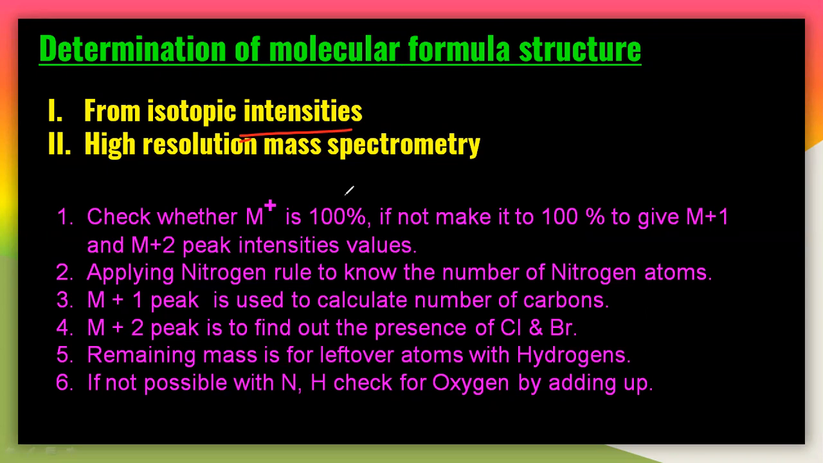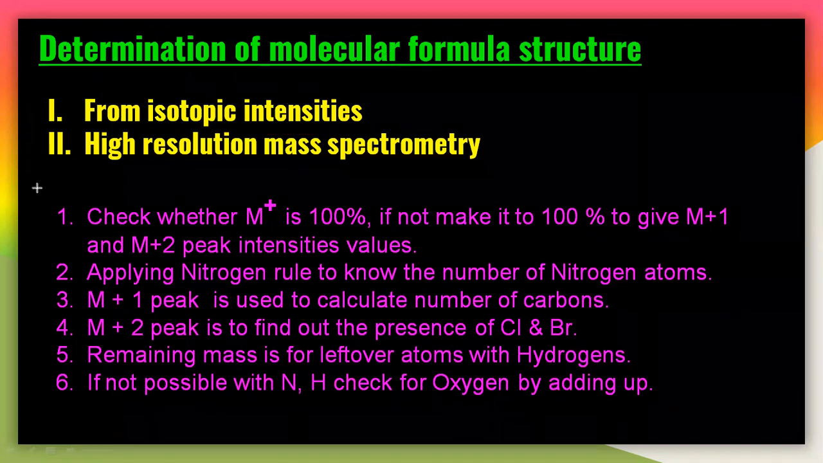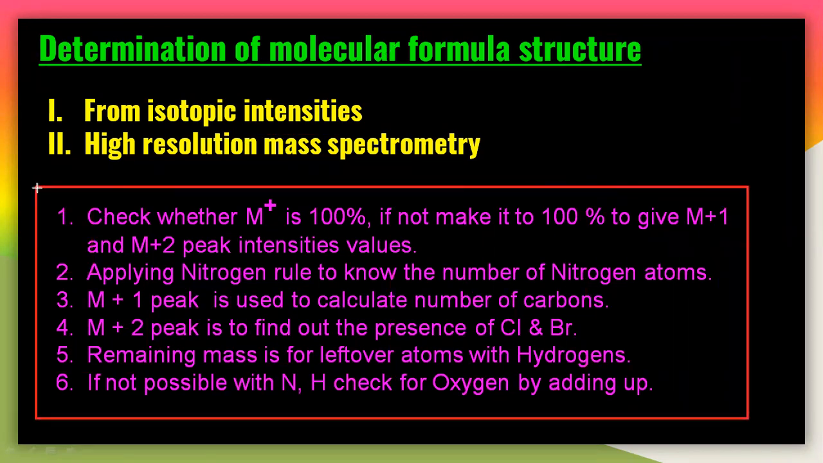So these are the 6 rules, and you have to remember these rules first. These 6 rules are very, very important to identify the structure of a particular molecule. First, check whether the M plus peak is 100%. If not, make it 100% and give the M plus 1 and M plus 2 peak intensity values.